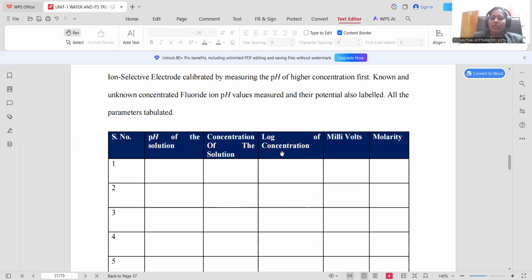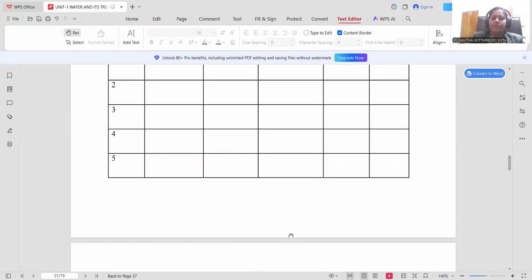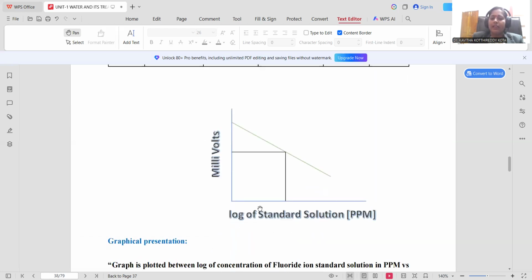Then all the concentrations are placed on the logarithmic table so that the log of concentration can be taken as the fourth column. And the millivolts, the potential difference values, are measured and molarity also calculated. This is about the data tabulation. After getting the data, it is time for the graphical representation. The log of concentration of the standard fluoride ion solution is taken on the x coordinate and the potential difference in millivolts on the y coordinate.